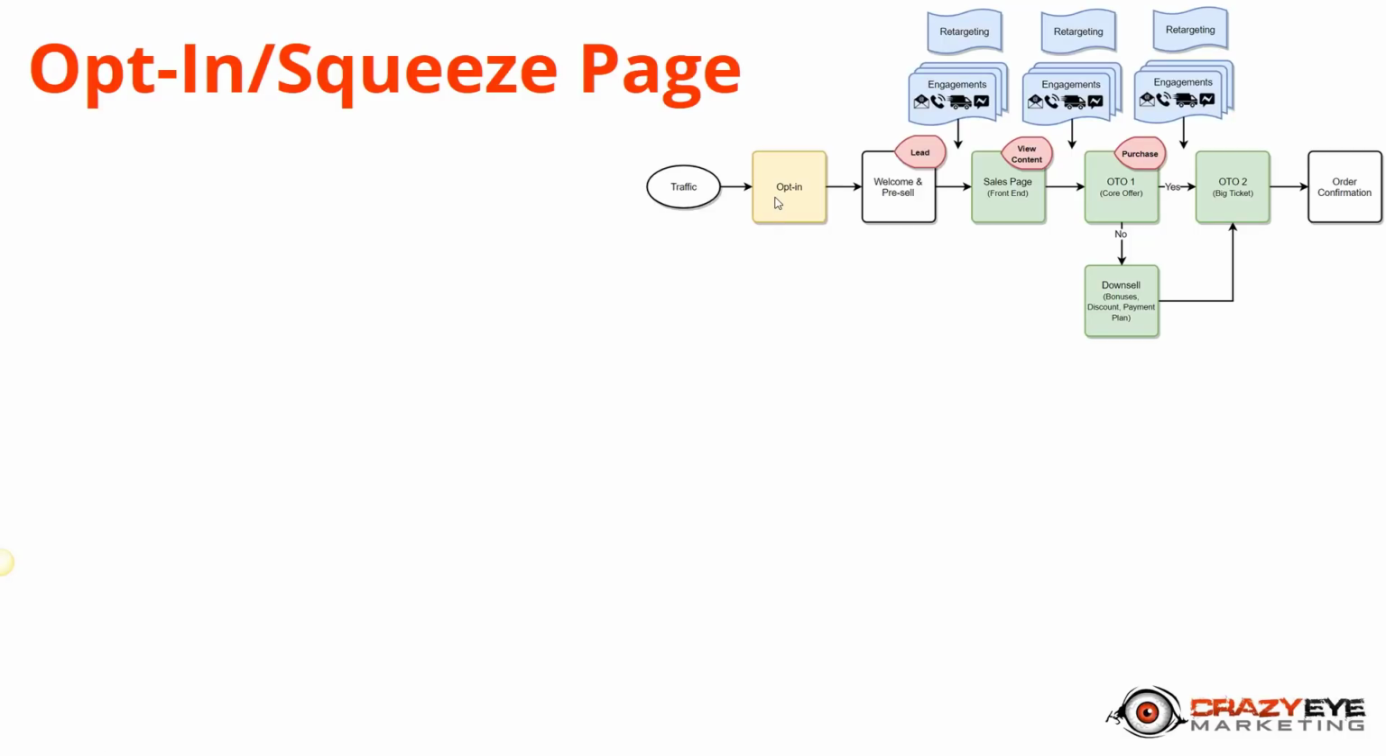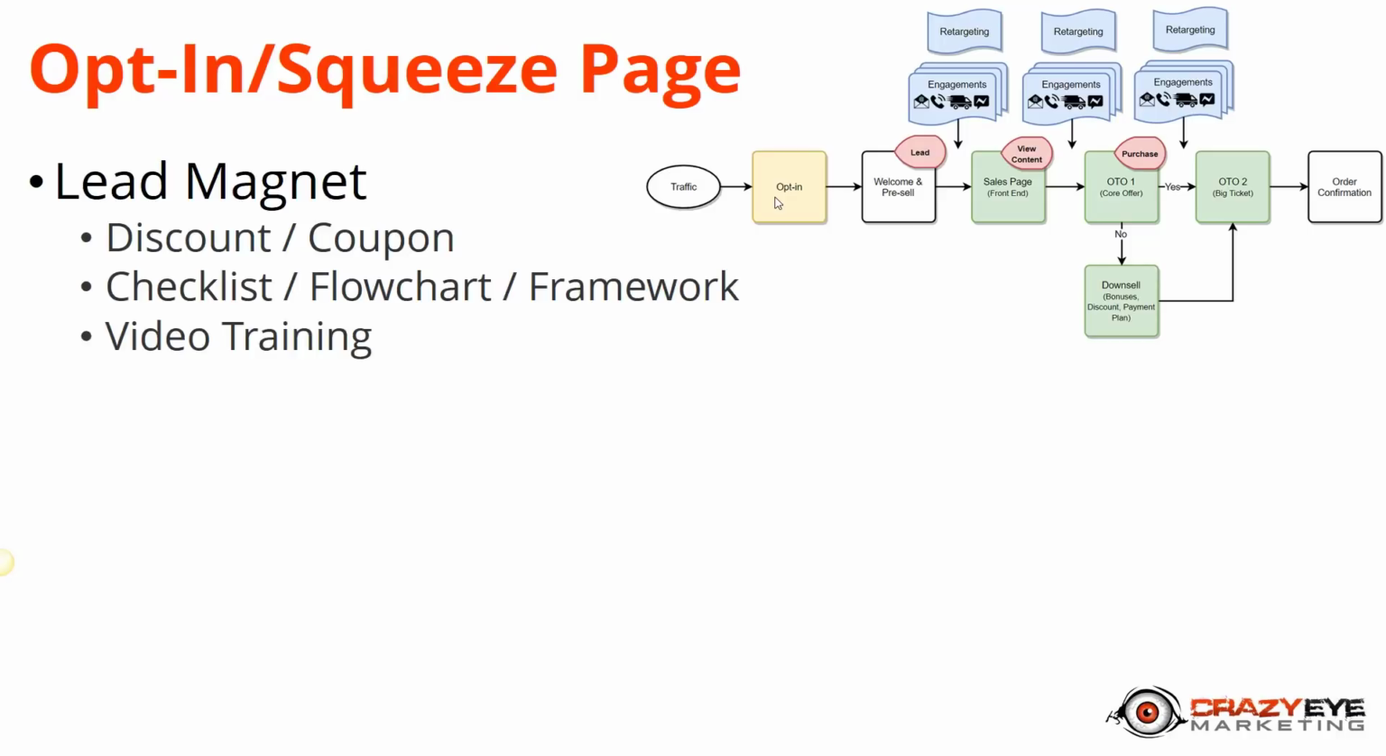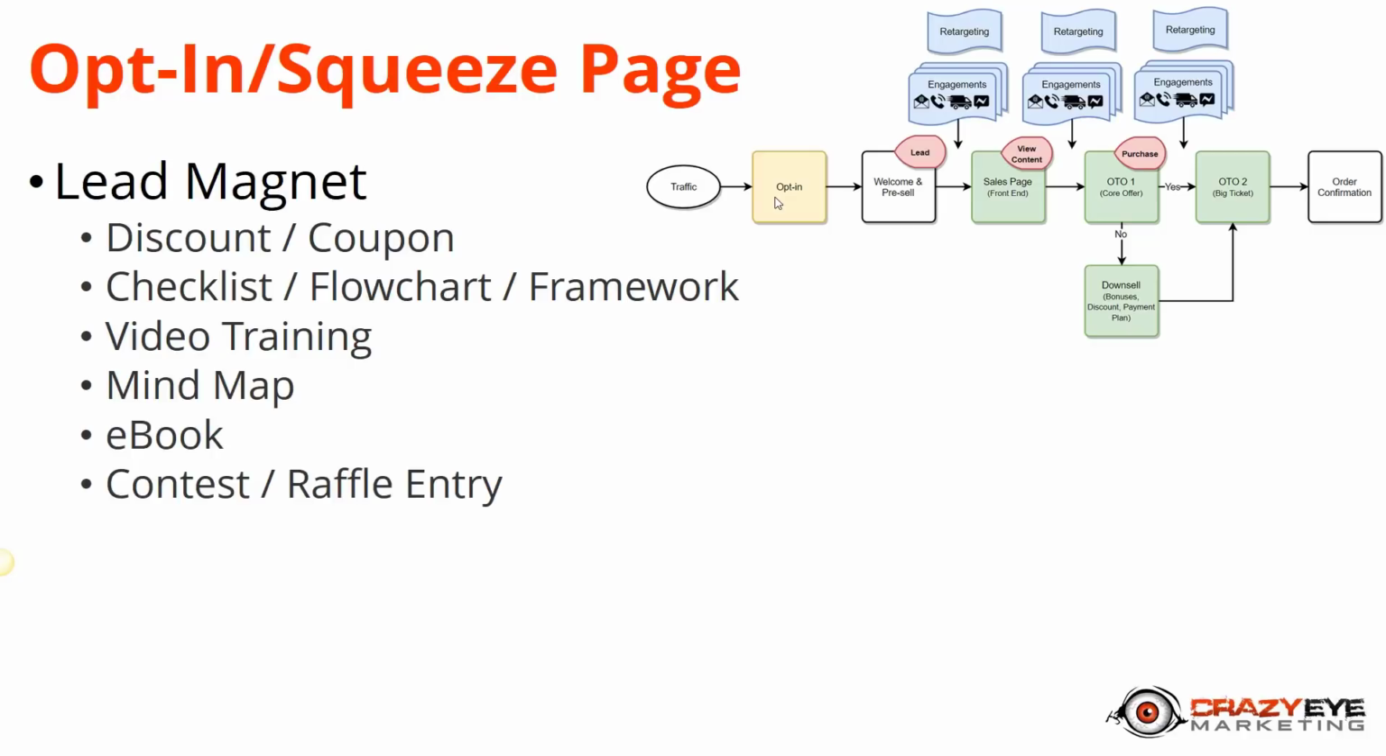and it's used to capture contact information so that way you can more easily follow up with your leads and prospects. And typically on this page, you're going to offer something of value in exchange for the contact information. And this thing of value is typically called a lead magnet. And this could be something like a discount or a coupon, a checklist, a flowchart, a framework, some video training, kind of like you opted in for this training that you're receiving right now. It could be a mind map, it could be an ebook, it could be a contest or raffle entry, it could be a free trial. You know, just something of value that somebody would give you their contact information in order to get access to.